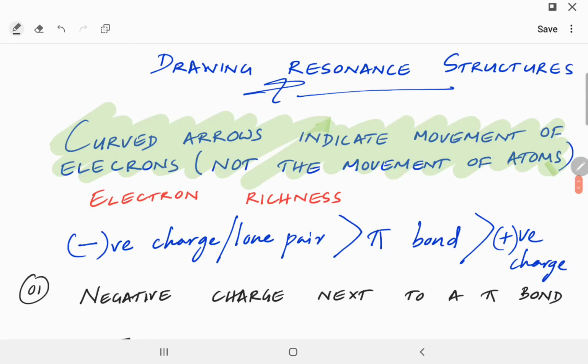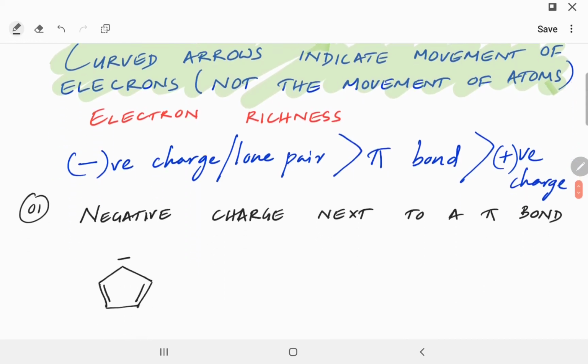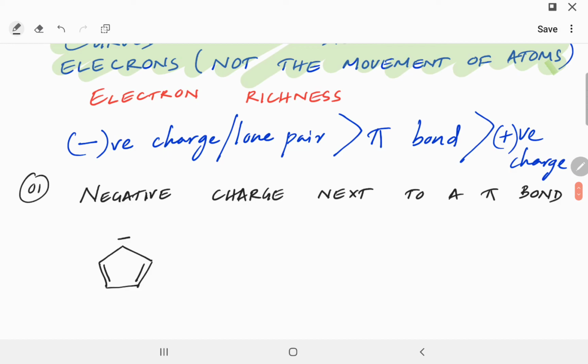Something that you might want to remember is that negative charges and lone pairs act similarly, and therefore whenever I discuss negative charges, it could be applied to lone pairs as well. So the first example that we are going to talk about is when you have a negative charge next to a pi bond. Here I have a negative charge next to, actually, two pi bonds. So let's see how to draw resonance structures for this particular compound.